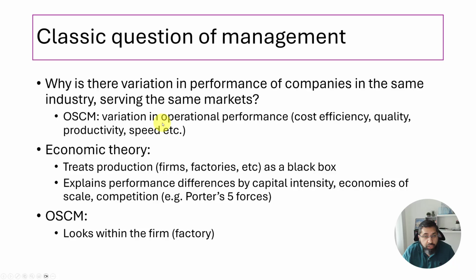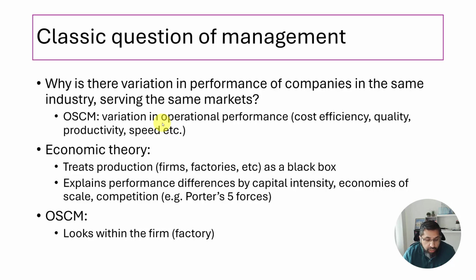Okay, so let's look at theory in operations management, which is what this paper is about. The classic question of management is to explain the variation in performance of companies. How can two companies which look very similar, in the same industry serving the same customers, have one making more money than the other, right? What explains that?